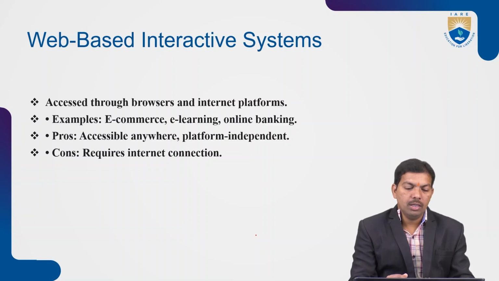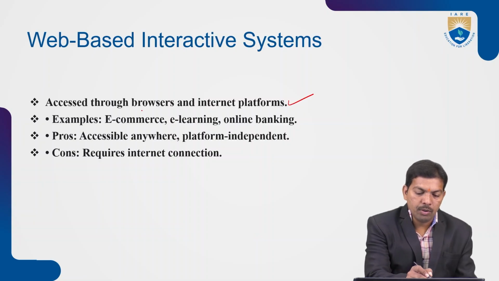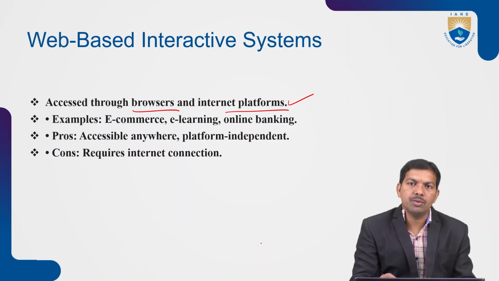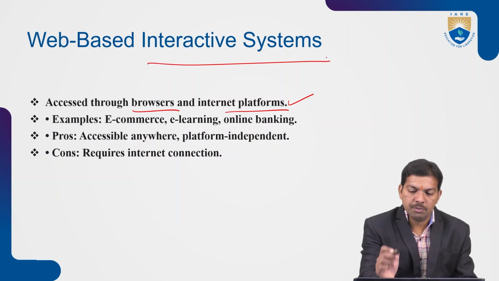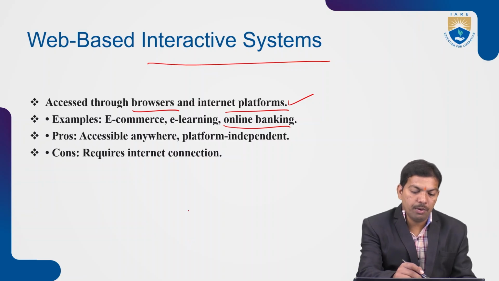So, accessed through browsers and internet platforms. Here we are using browsers and a platform, some internet platforms, for interactive systems. An example is e-commerce applications, where we use browsers only, and e-learning or online banking. Online banking we can use with the help of browsers and platforms.